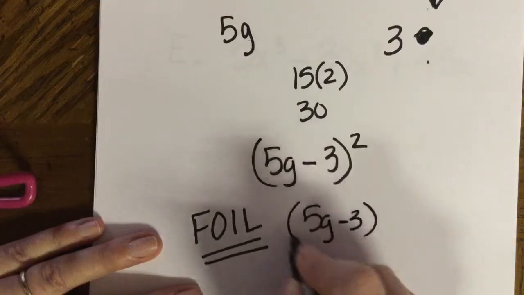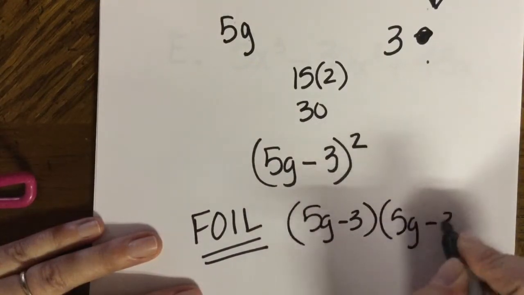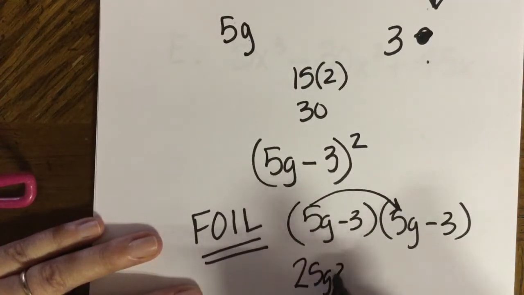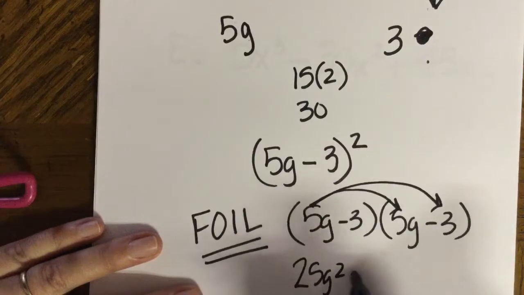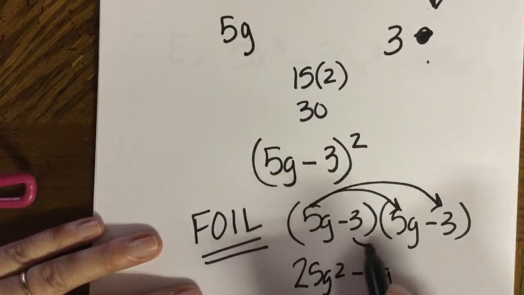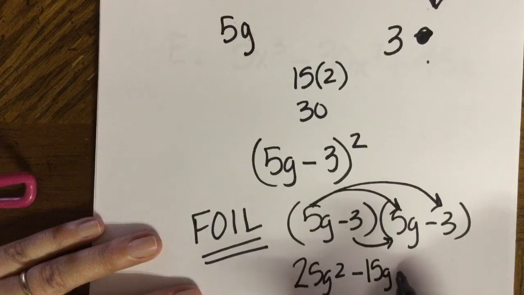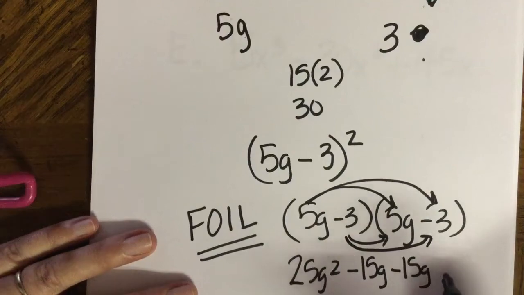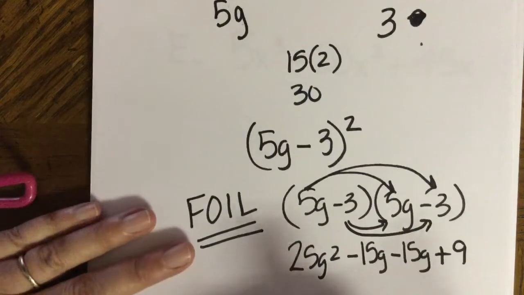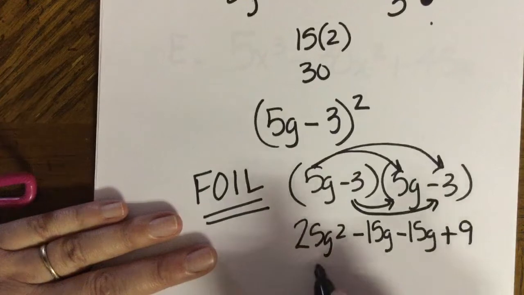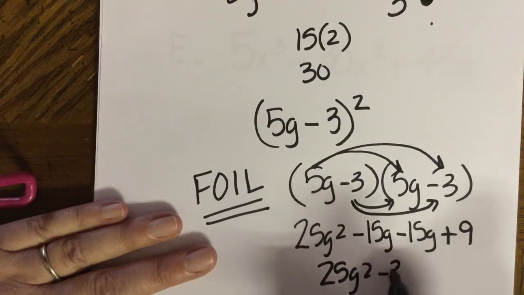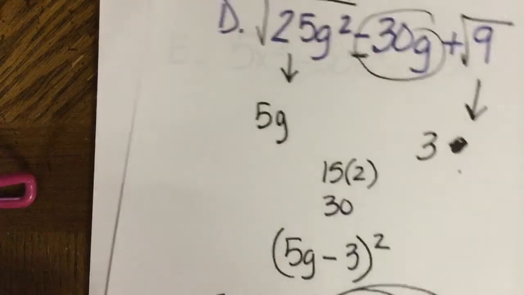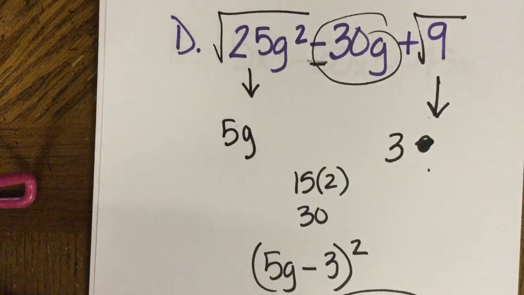5g minus 3 times 5g minus 3. If I were to FOIL, 5g times 5g is 25g squared. 5g times negative 3 is negative 15g. 3 times negative 5g is negative 15g. A negative 3 times a negative 3 is a positive 9. When I combine like terms, I end up with 25g squared minus 30g plus 9, which was, in fact, the original problem. So remember that you can always check by using FOIL.